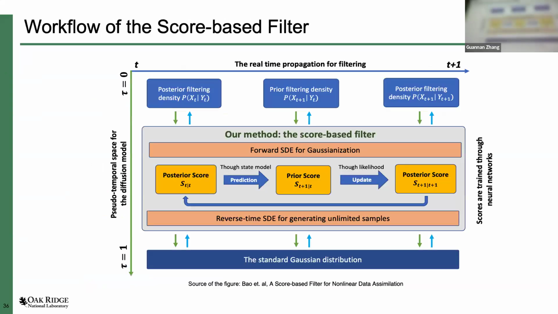Let's see. So basically the idea can be described by this flow chart. Here is the real-time propagation of the filtering. This is the time for the dynamical system. And here is the pseudo time, which is the diffusion model going through. At every real time, we have the posterior distribution from the previous time. We know the posterior score, and then we make the prediction, get the prior score, and then we try to incorporate the likelihood function to get the posterior score for the next time step. And then we keep doing this over and over. But every iteration, we need to retrain the score function using a neural network, which is very time consuming.